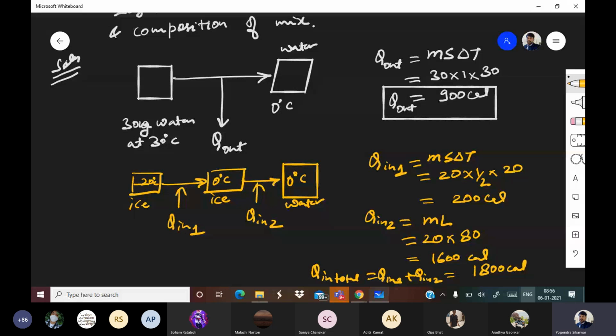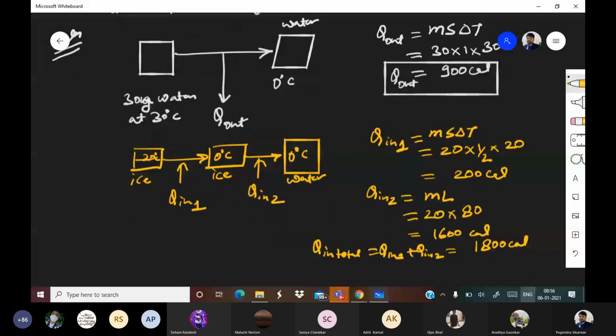Okay. Listen very carefully. To get the entire ice first to 0 degrees Celsius and then to melt it, the total heat required is 1800 calorie. And how much heat do we have? We have only 900 calorie. So basically, let me tell you very clearly, we don't have 1800 calorie to get the entire ice melted.